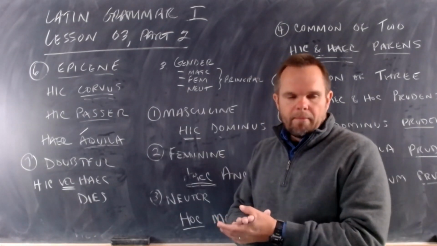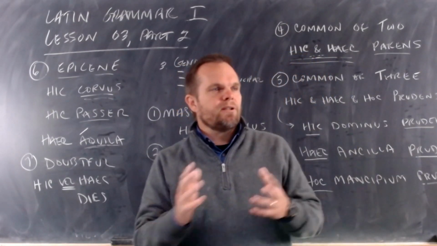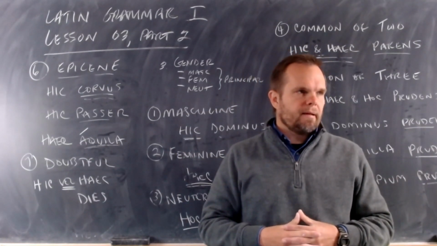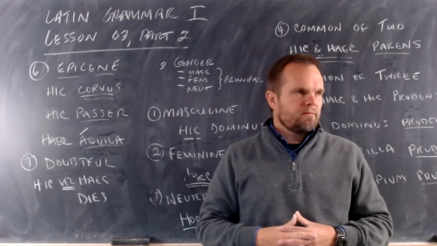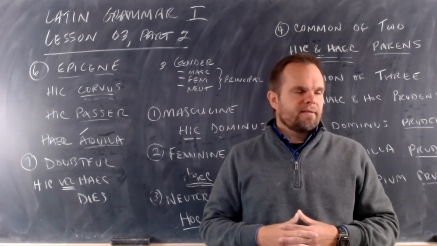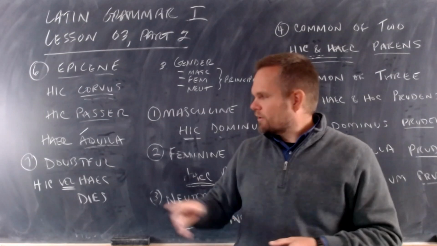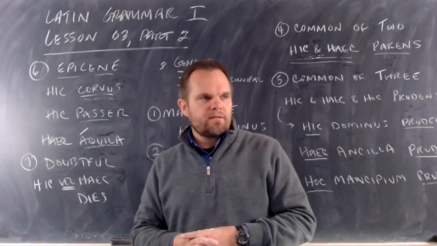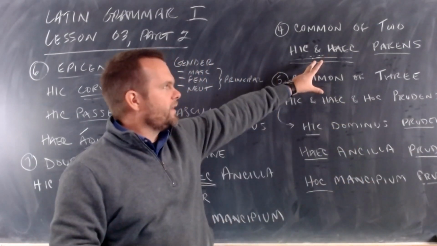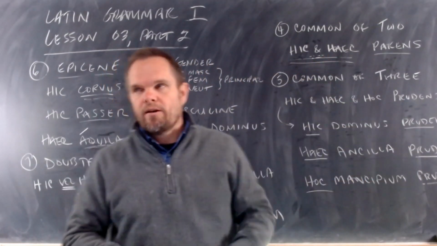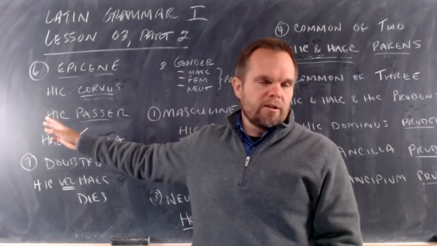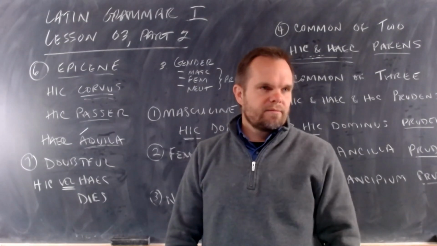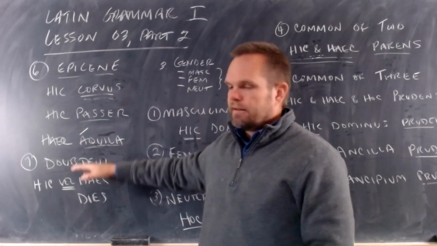So, how many different genders can a noun, pronoun, or participle have in Latin? How many total? 7. There are 7. There are 3 primary genders. There are 2 common genders. And then there are 2, I call them confusing ones, because these are the ones students usually never understand. The epicene and the doubtful.